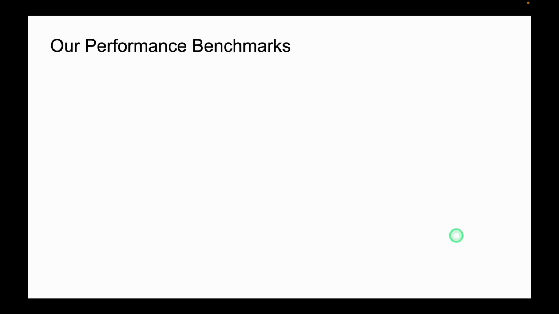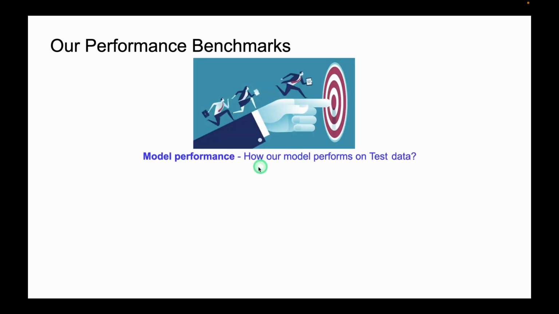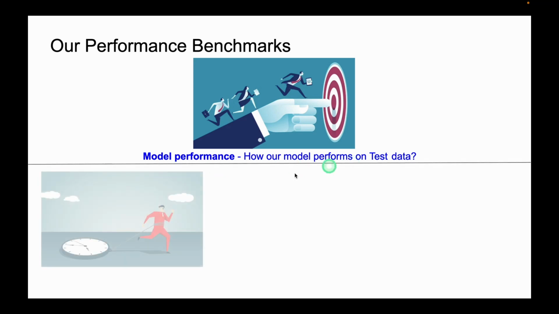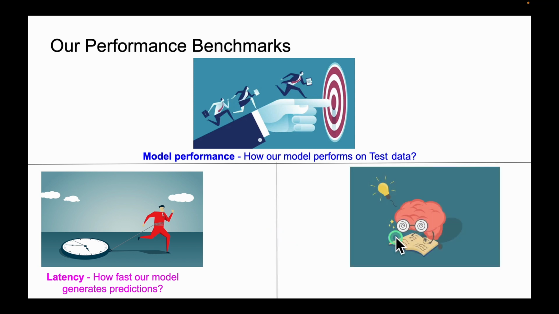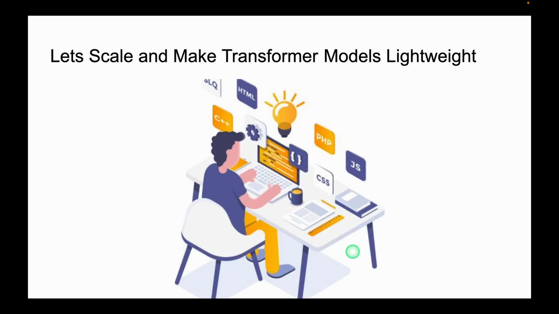In this particular session, we will be comparing different versions of our model on 3 performance benchmarks. The first is the model's performance, which tells us how our model performs on test data. The second performance benchmark is latency. It means how fast our model generates predictions. And the third performance benchmark is memory: how much memory and hard disk space our model takes up. So enough of this theory now, and let's jump into implementation in Python.